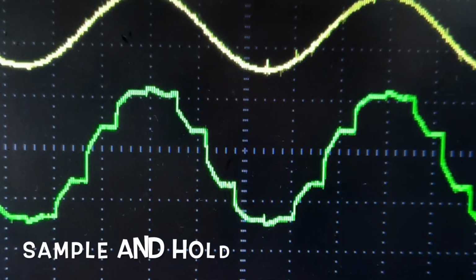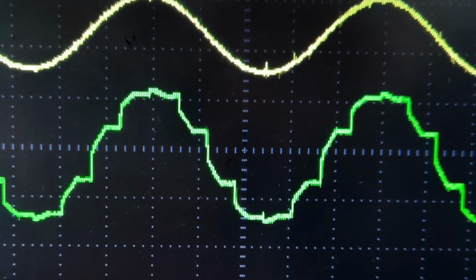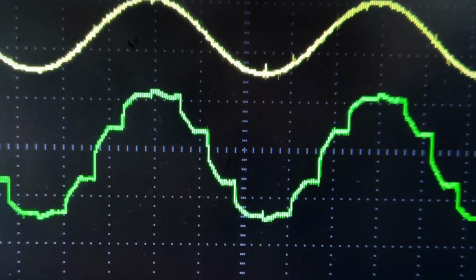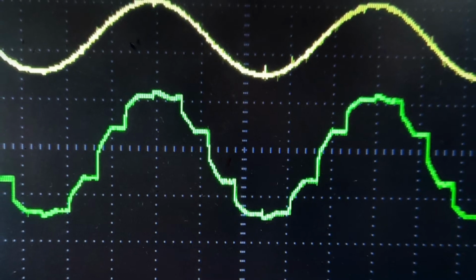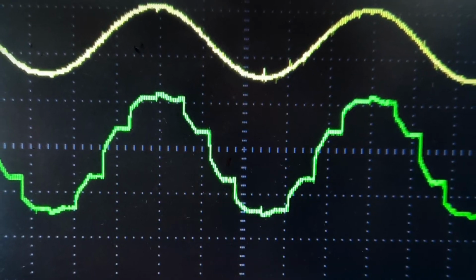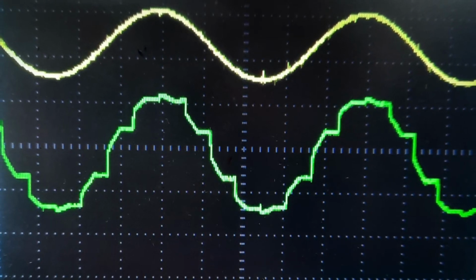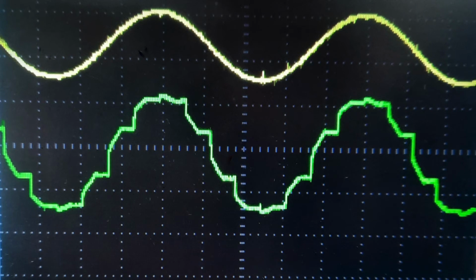Third is sample and hold. In sample and hold method, the sampled value is held when it is received at the edge of the clock until the next edge, where it samples and holds the amplitude at the instant with respect to the input signal.